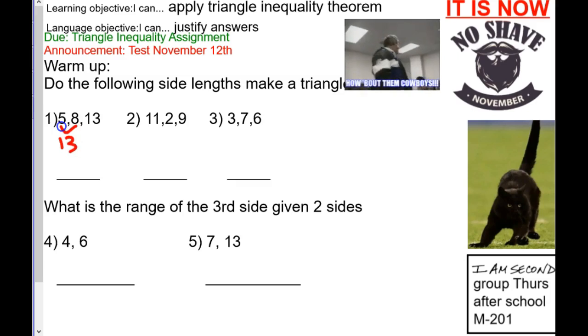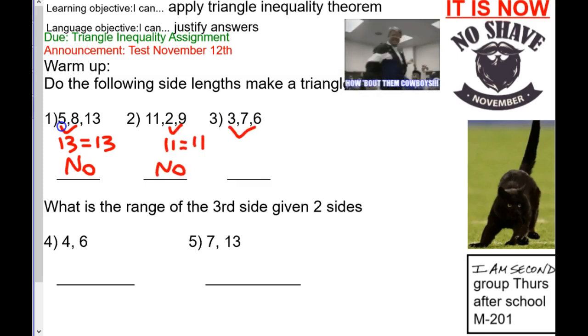So 5 and 8 are the smaller ones. It equals, that's a no. 2 and 9 are the smaller ones. That equals, so that's a no. 3 and 6 are the smaller ones. That's greater than, so that's a yes.